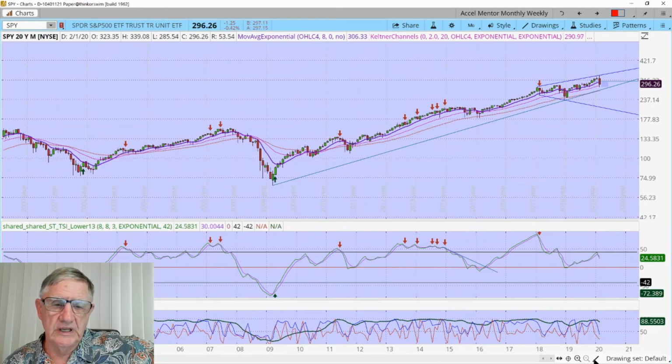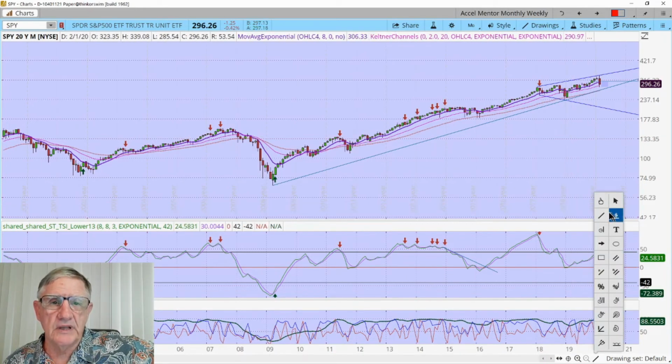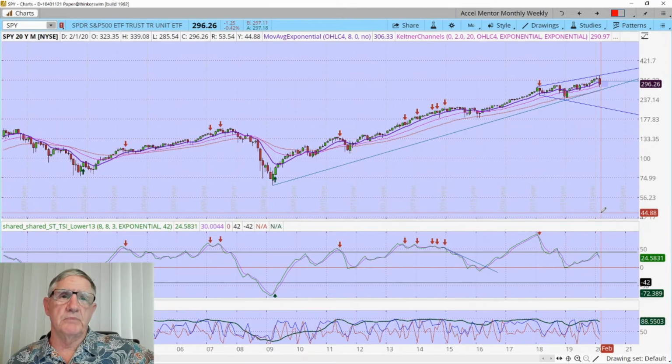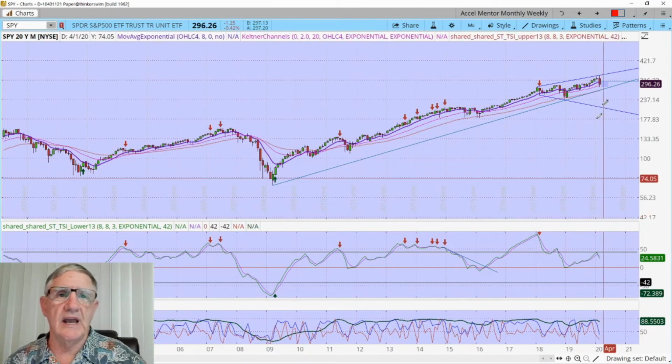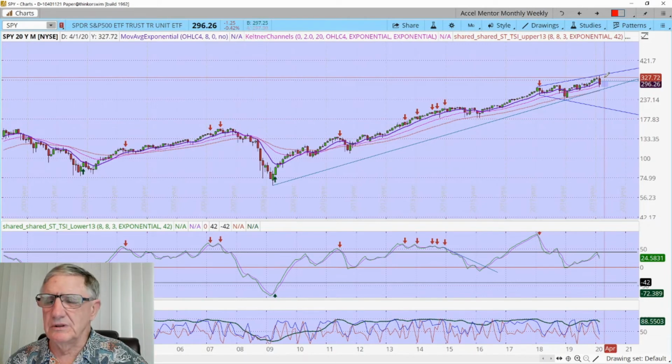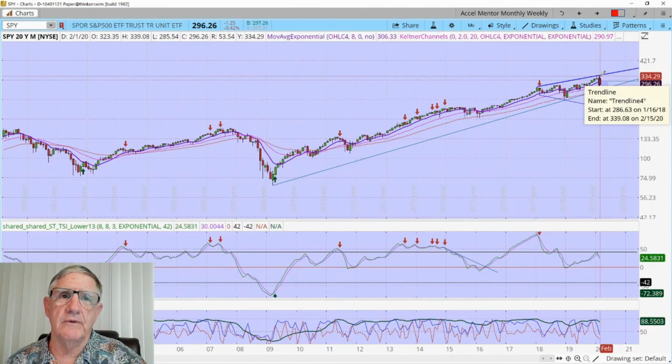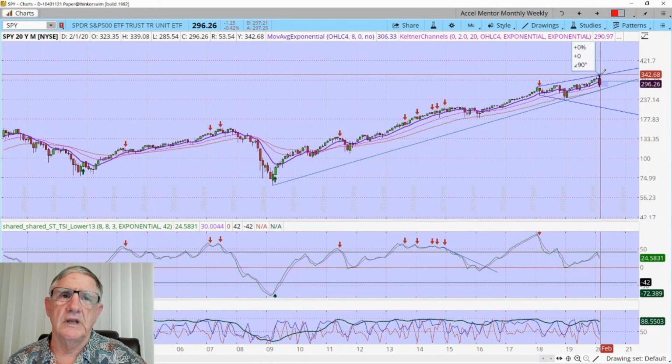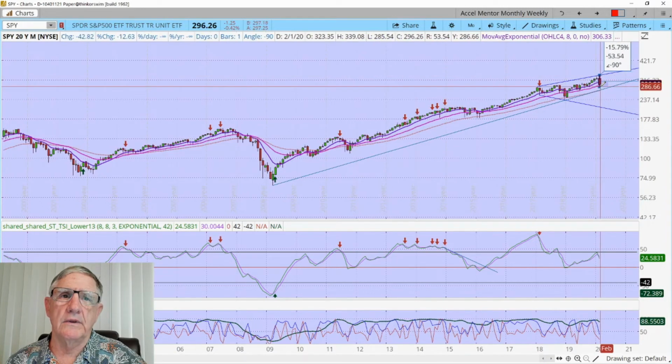Oftentimes people will get wrapped up around, oh, we dropped 1,000 points, and oh, it's the biggest point drop we've had since blah, blah, blah, which is almost a meaningless calculation because you want to know what the percentage was. And so as we see here, last month from a high to low, we ran 15.79% for the month.